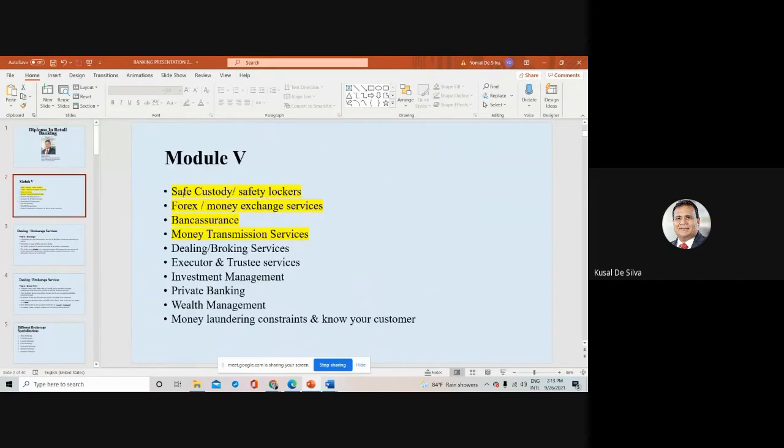As I mentioned to you, I have covered safe custody and safety lockers, forex money exchange services, bancassurance and money transmission services. Today I'll be discussing dealing and brokering services, executor and trustee services, investment management, private banking, wealth management, money laundering constraints, and know your customer.